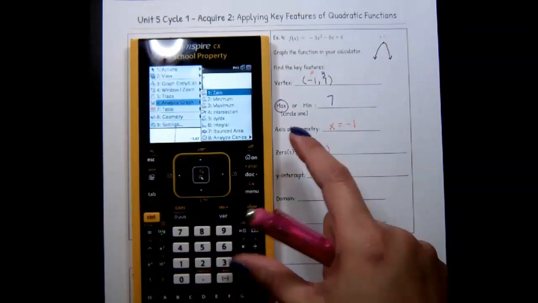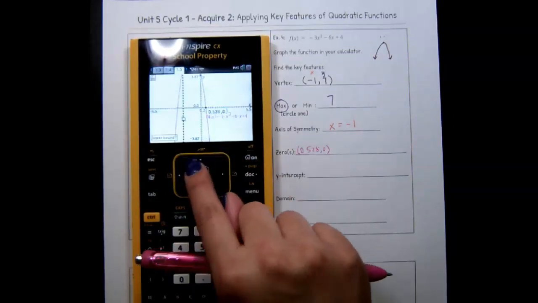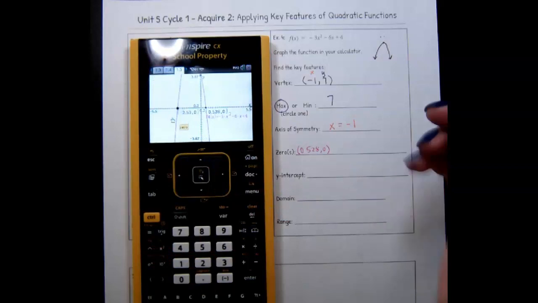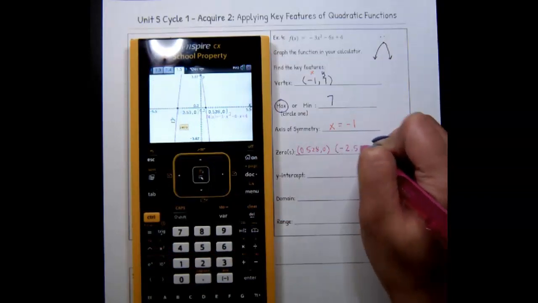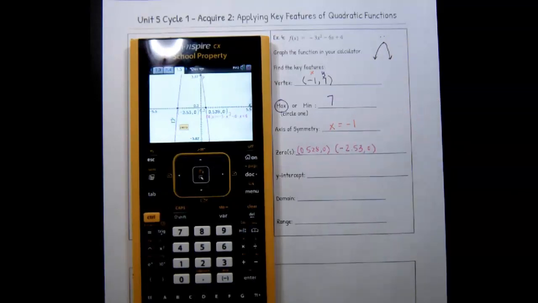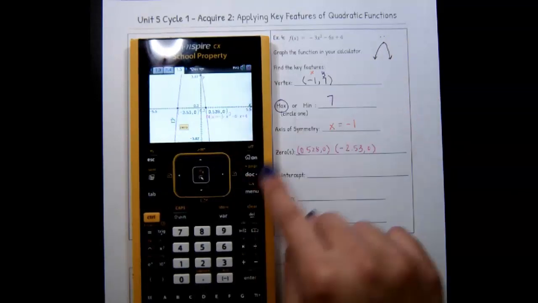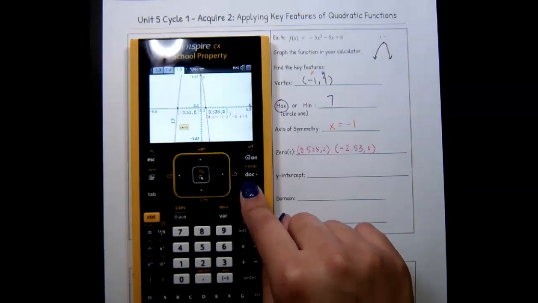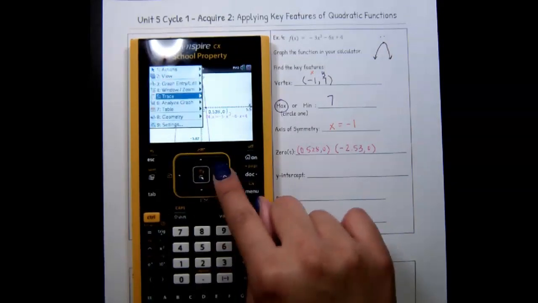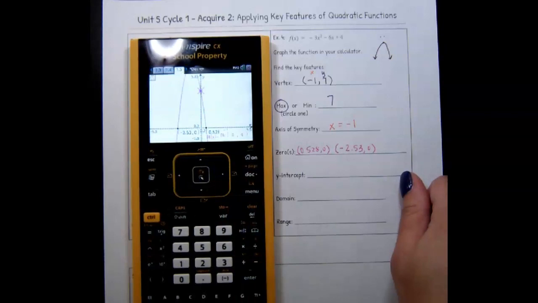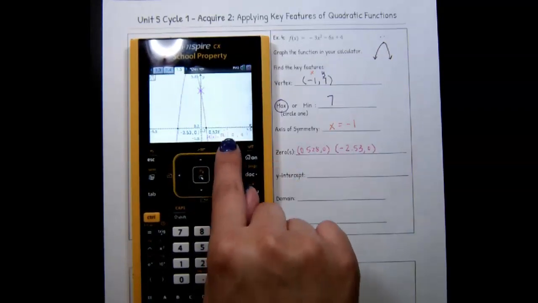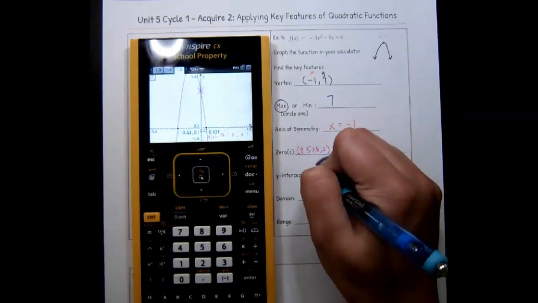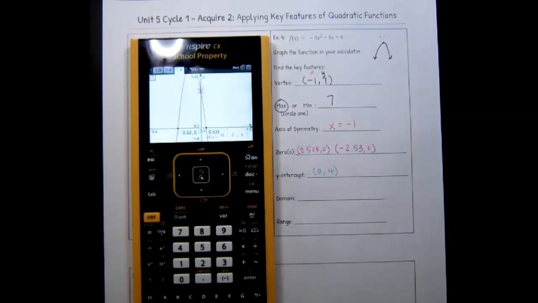I'm going to do the same thing over here on this side. Menu, analyze graph, zero, highlight that x-intercept, and my second zero is negative 2.53, 0. My y-intercept, remember we did that with graph trace. Menu, trace, graph trace. And it takes me directly to that y-intercept. And I know it's the y-intercept because there is a 0 in the x place. So 0, 4.